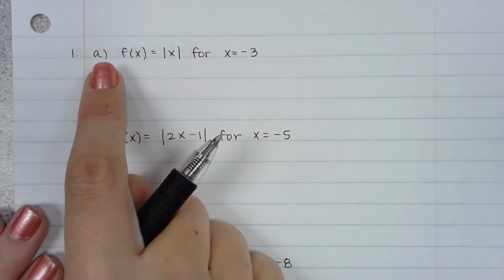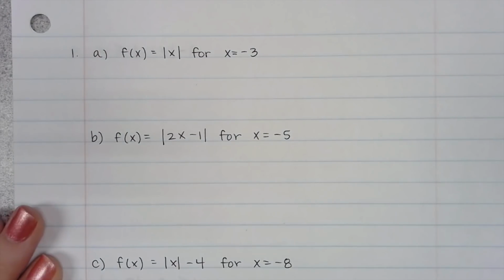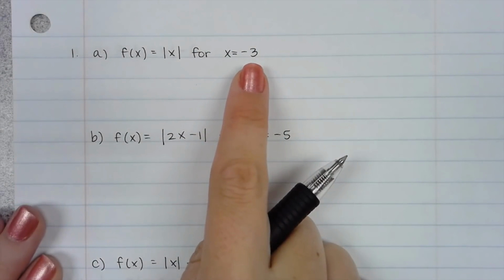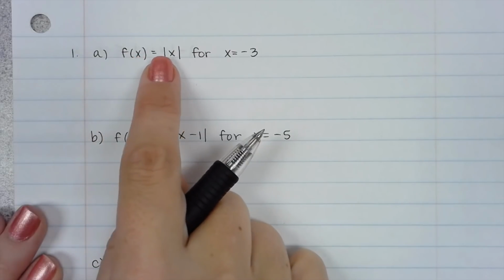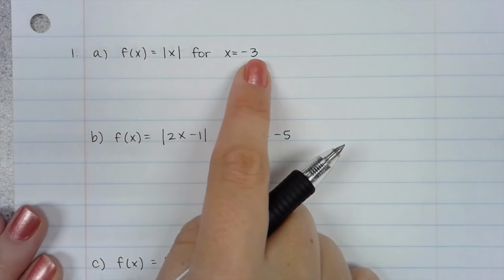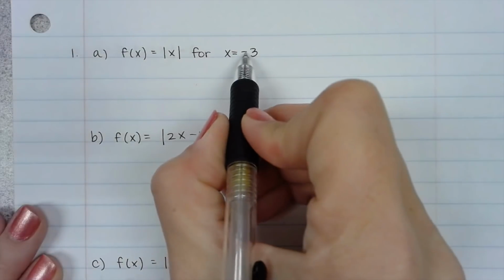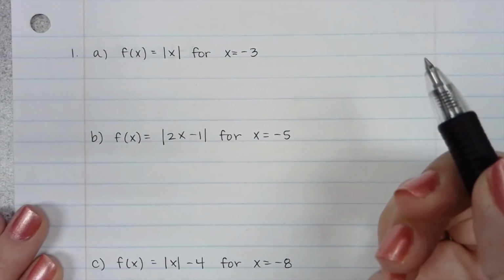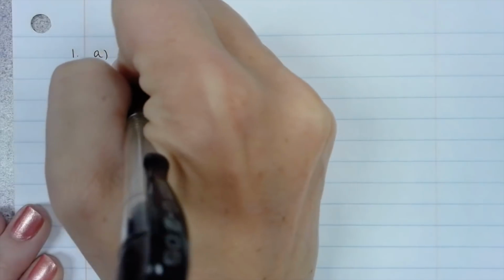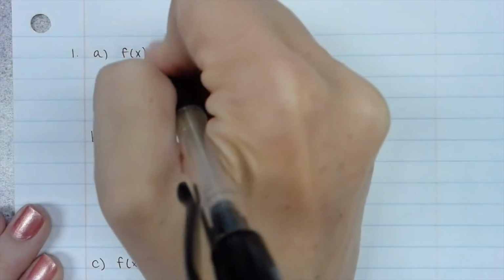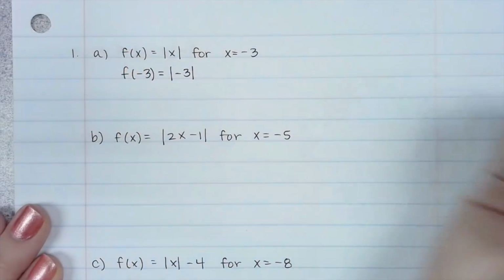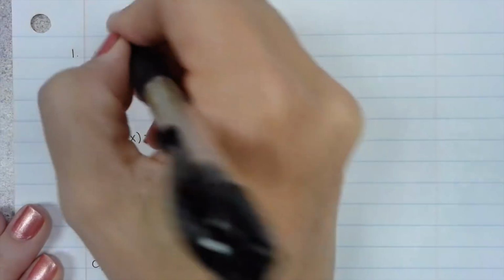Anytime you're being asked to evaluate something, evaluate means you want to take the number and plug it in. So for this one, it wants me to evaluate f of x, the function, is equal to the absolute value of x, for x is equal to -3. So the number that comes after the x is the number that I'm going to plug in. F of -3 just means that I'm going to plug in -3, and then that's where I plug in the -3.